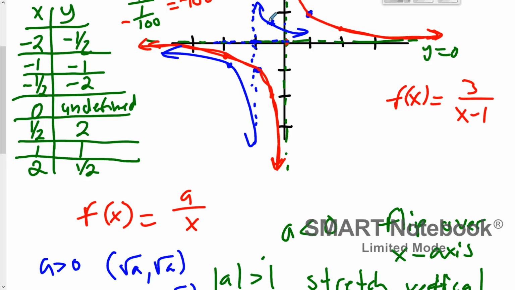So really you can just start plotting points, right? Once we find the asymptotes, and I'll talk about that in a little bit as well. Once we find those asymptotes, we can just plot points to the left and to the right of those vertical asymptotes, and we're done.